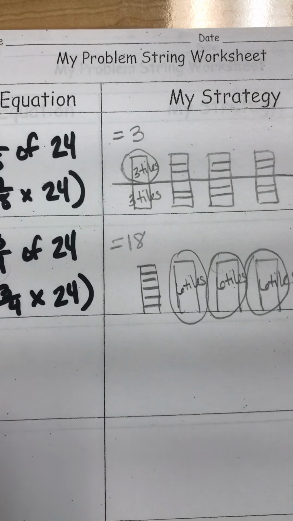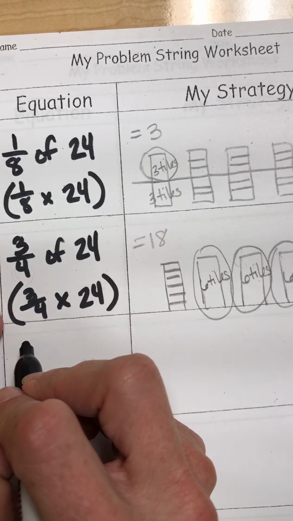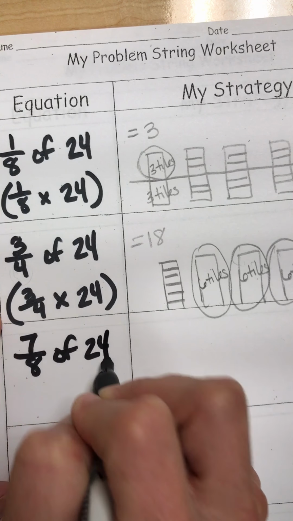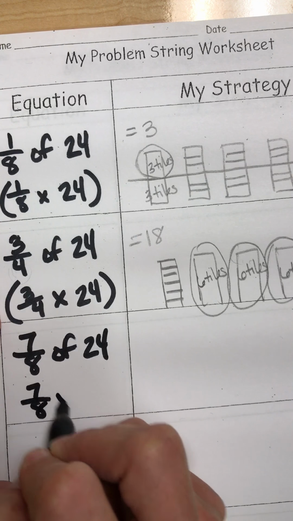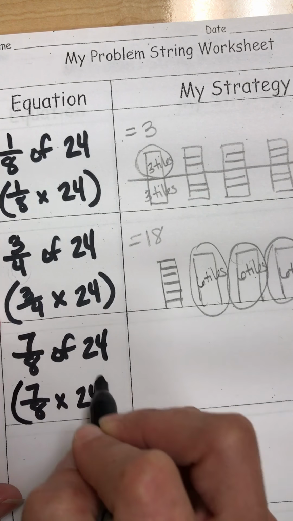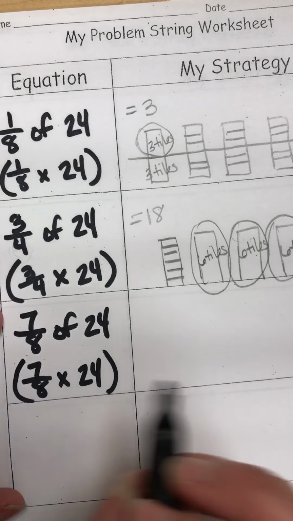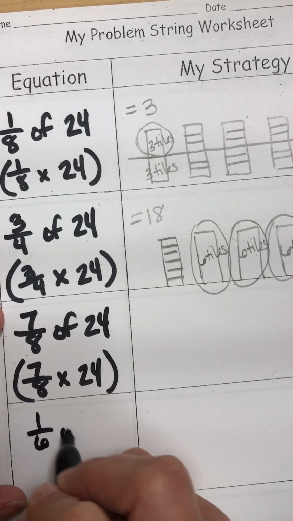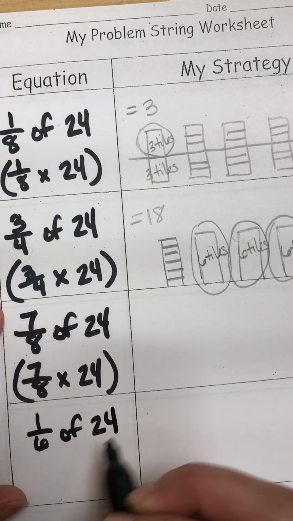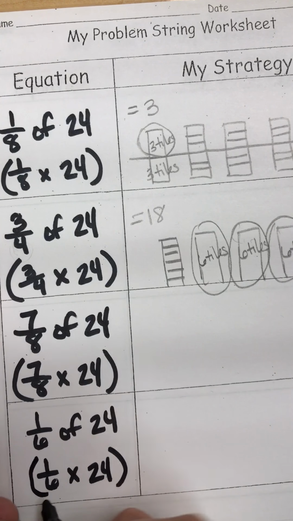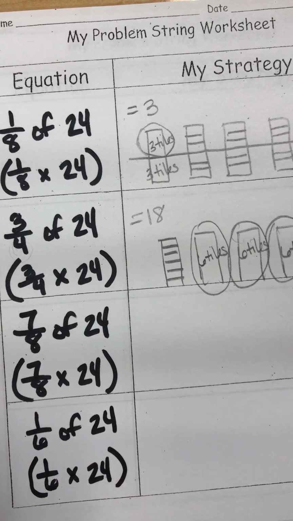Okay, I do have another one that I would like you to try. Actually, I have 2 more. The first one is 7/8 of 24, or 7/8 times 24. And the last one is 1/6 of 24, or 1/6 times 24. Go ahead and give those both a try. Write them down in your problem string and we will be sharing out those answers.